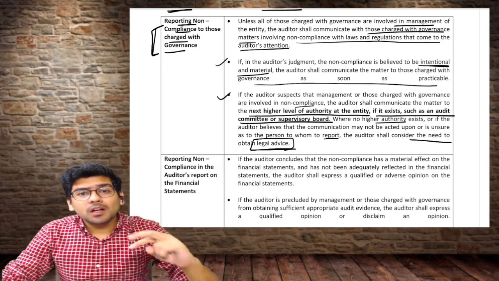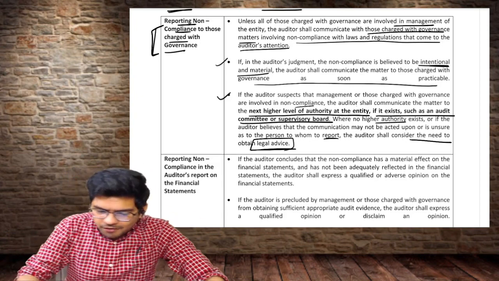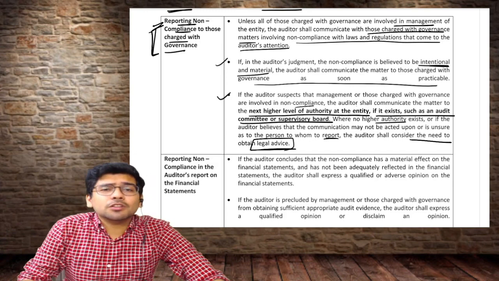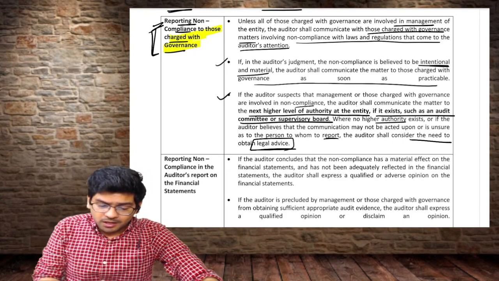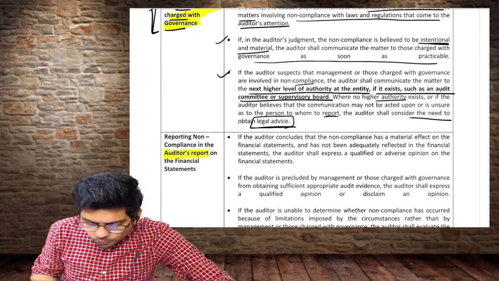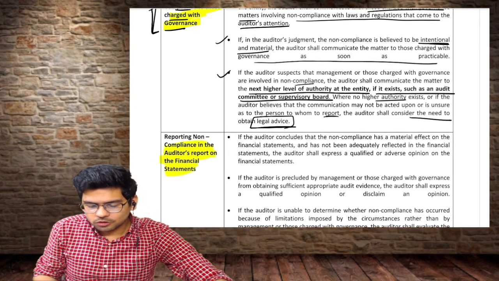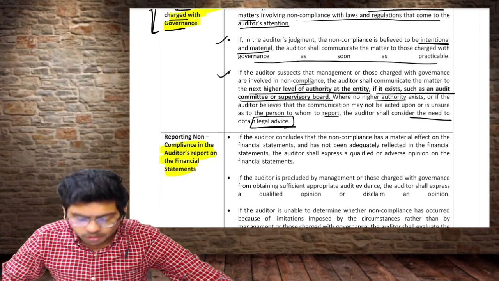Okay, now coming to the report part. Again, reporting: as an auditor, when instances of non-compliance are found, we are going to report to the governance, no doubt about it. But at the same time, obviously, you need to report it in your auditor's report also. Report non-compliance in the auditor's report.